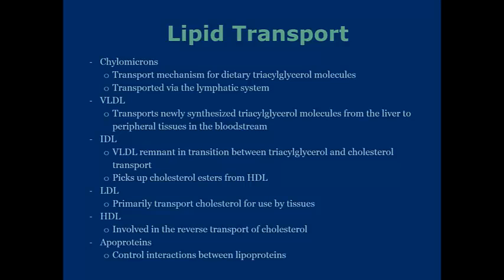HDL also delivers some cholesterol for steroidogenic tissues and transfers necessary apolipoproteins to some other lipoproteins. Oftentimes, HDL is referred to as good cholesterol, whereas LDL is referred to as bad cholesterol. Apoproteins will be the proteins that control interactions between all these lipoproteins as well.